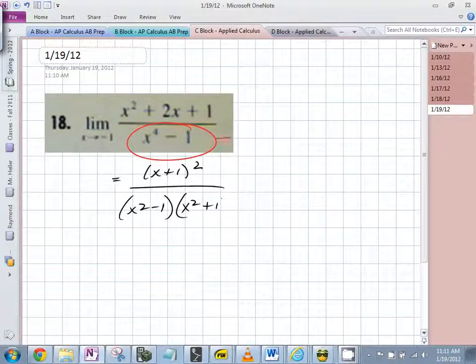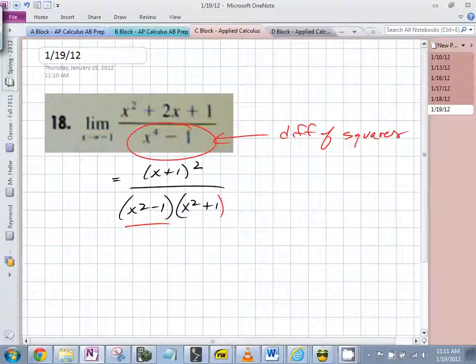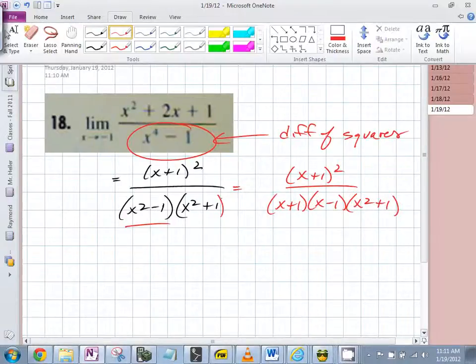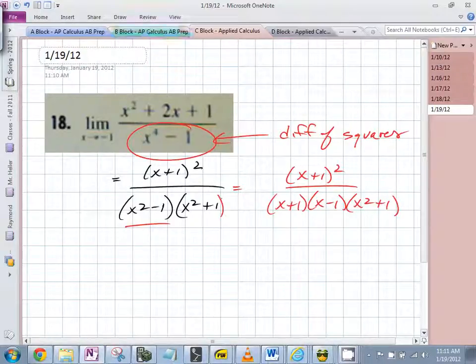Absolutely correct. Difference of squares. Oh, great. Can you keep on factoring? Yeah, you can. What can you factor on? Oh, you still have a difference of squares right there. So what does that actually equal? x plus 1 squared over x plus 1 times x minus 1 times x squared plus 1. Now, what cancels? Does anything cancel? That cancels, and you're left with the limit as x goes to -1 of x plus 1 over x minus 1 times x squared plus 1 squared.